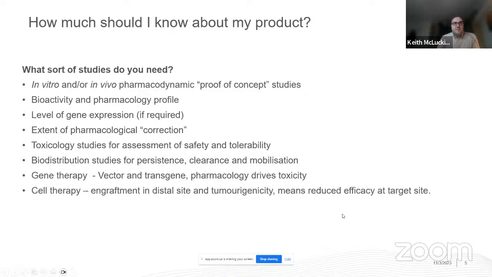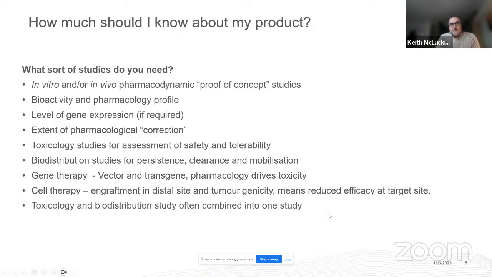From a cell therapy point of view, ideally you would want engraftment. If you're talking about, say, a stem cell, you want engraftment at the site of introduction, and then the stem cells will do their job. So if you have engraftment at a distal site, there's the potential of tumorigenicity depending on the mechanism, but also that means that there may be a reduced efficacy at your target site. So there's two issues to this that you need to realistically think about.